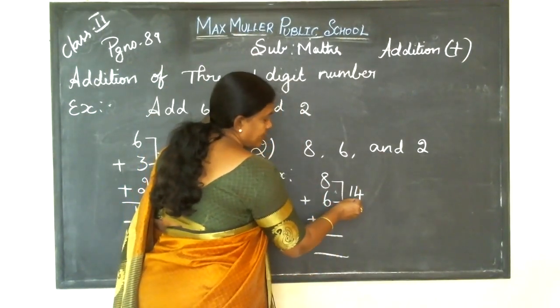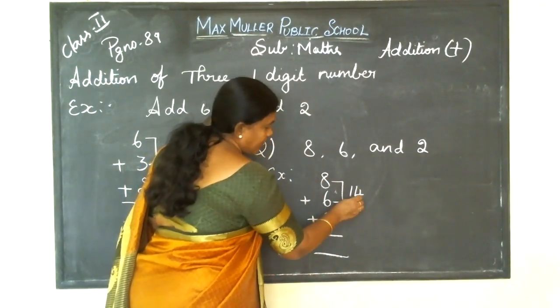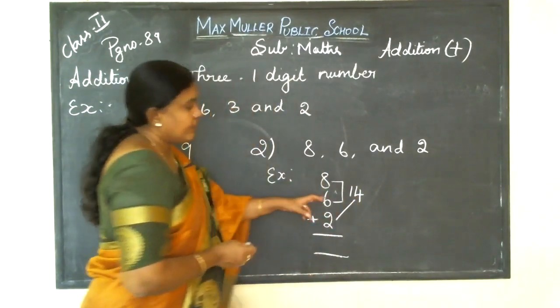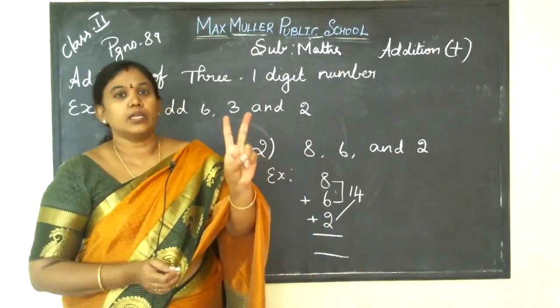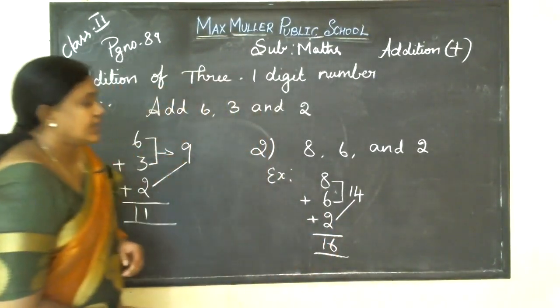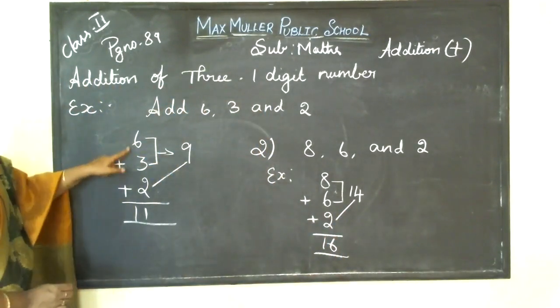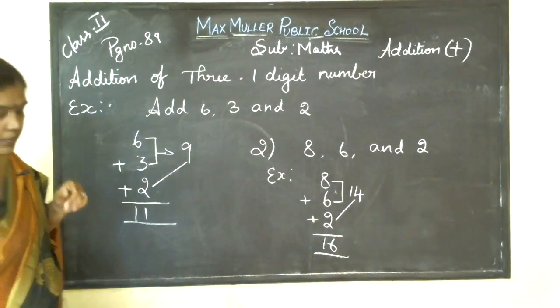Now for this 14 and this third number. See, 1, 2, 3, this is the third number, children. 14 plus 2. 14 in the mind, 2 on my finger. After 14: 15, 16. Understood, children? Like that only, addition of 3 1-digit numbers.